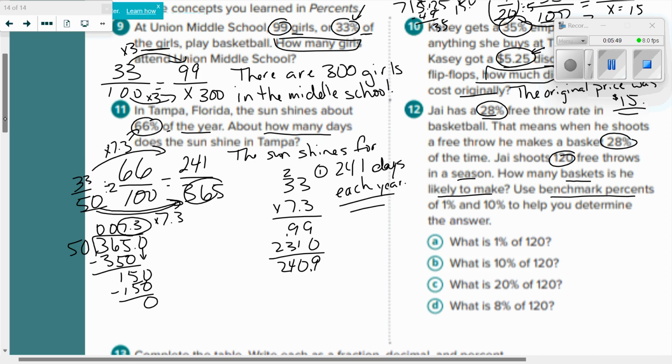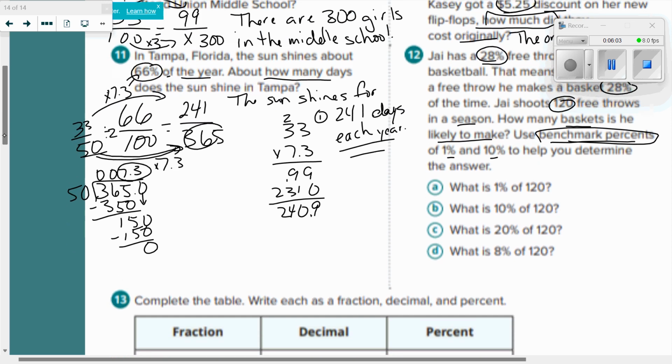These are benchmark percents. So they gave us that we have to use these benchmarks, guys. Please don't ignore that on the test. I don't know if I can say that anymore for you. Again, if it's in the directions, you must do it. So 1%, remember 1%, all I'm doing is moving twice.